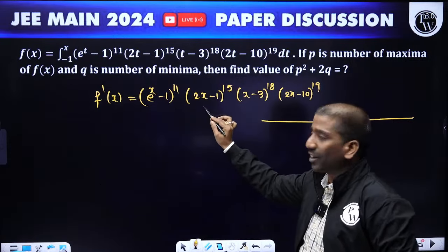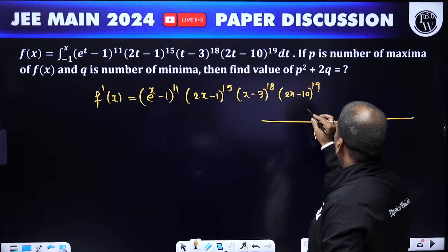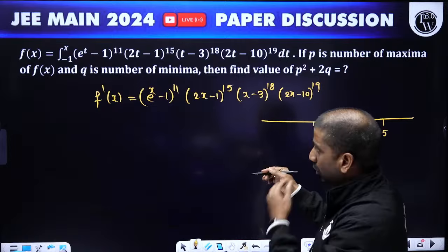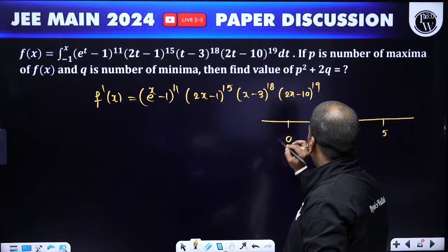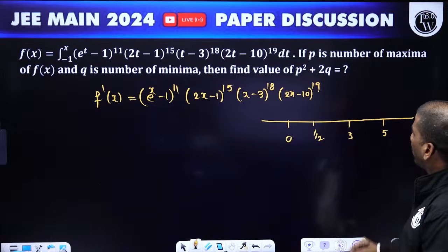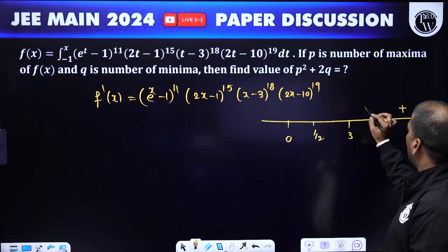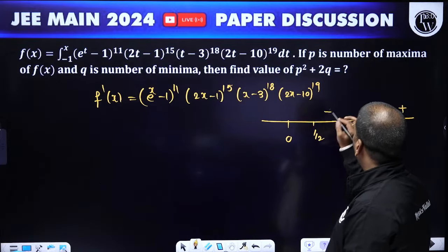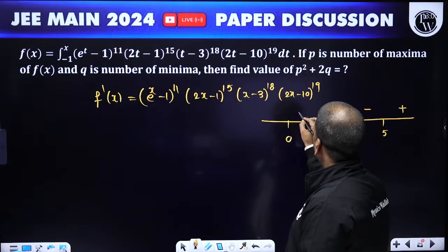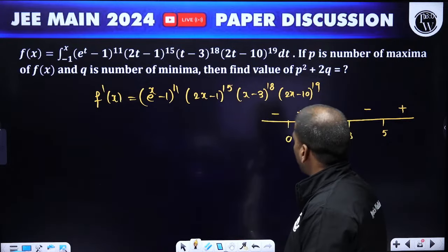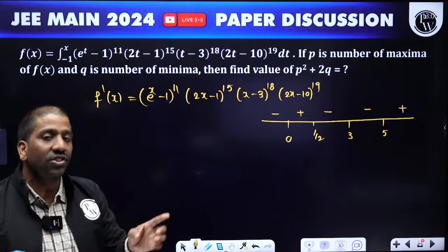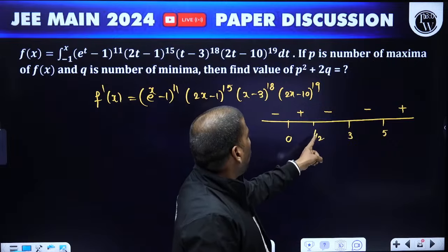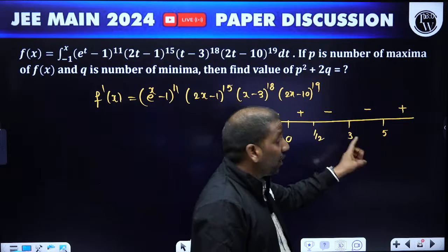Now first we get the critical points. They are 1 by 2, 3, 5, and one more critical point, e power x equal to 1, so x is equal to 0. So these are the four critical points. Now let's apply the wavy curve method. This is a plus always; the powers are 11 and 19, so minus. But the power of x minus 3 is 18, an even number, so no sign change. After that, the sign changes, and again after that, the sign changes. If there is a sign change, then only it is a point of extremum. So 3 is not a point of extremum.